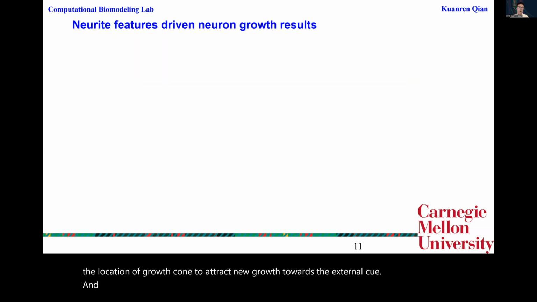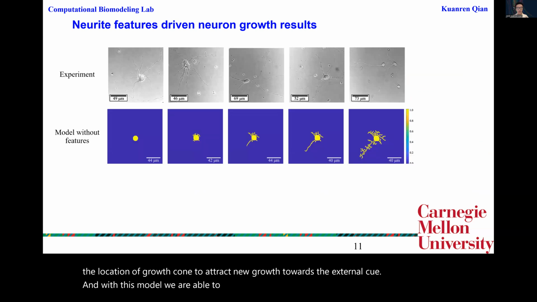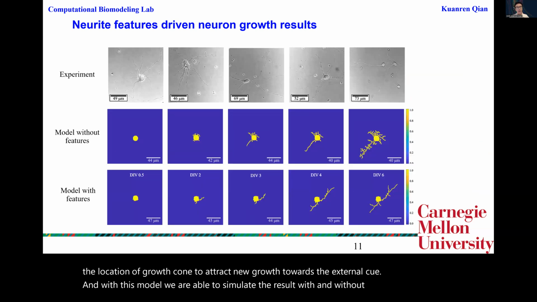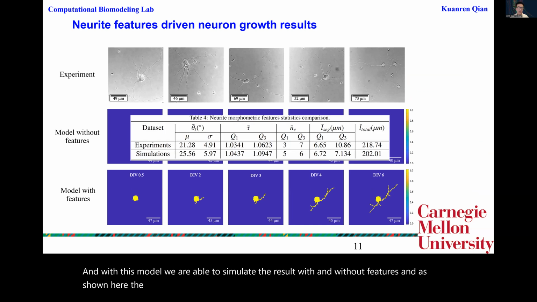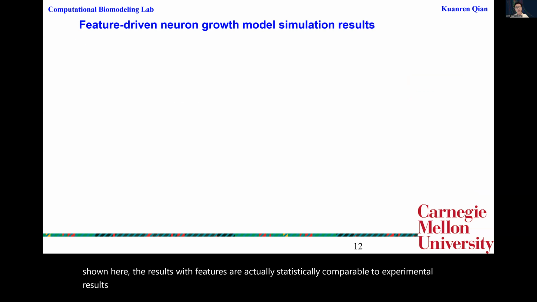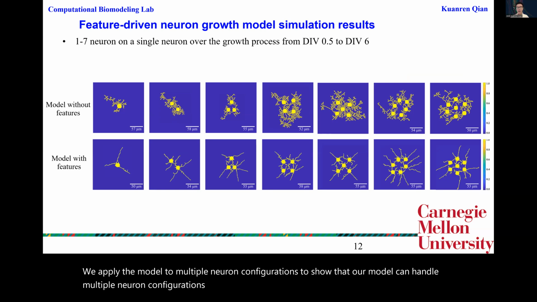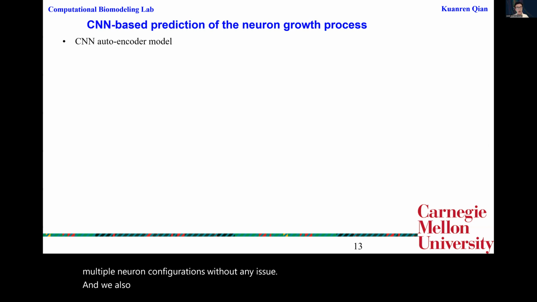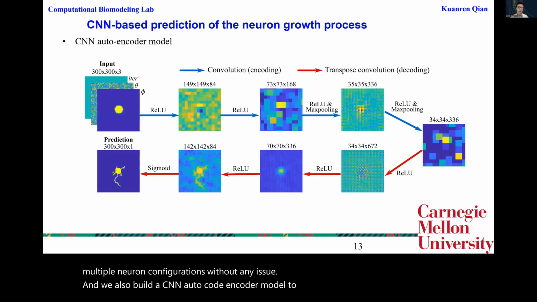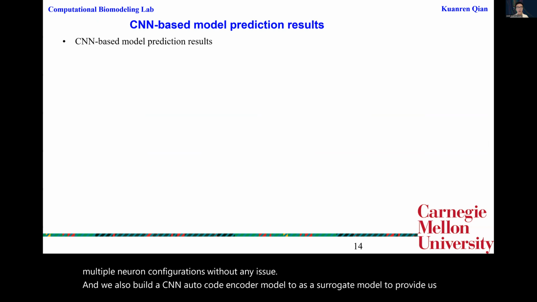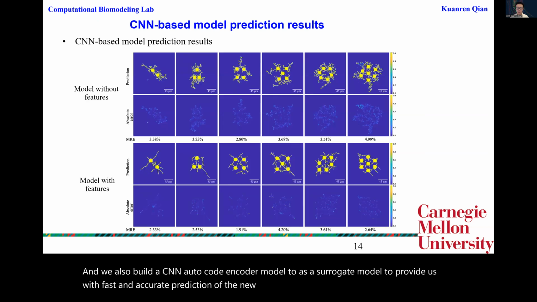And with this model, we are able to simulate the results with and without features. As shown here, the results with features are statistically comparable to experimental results. We apply the model to multiple neuron configurations to show that our model can handle multiple neuron configurations without any issue. And we also build a CNN autoencoder model as a surrogate model to provide us with fast and accurate prediction of the neuron growth process.